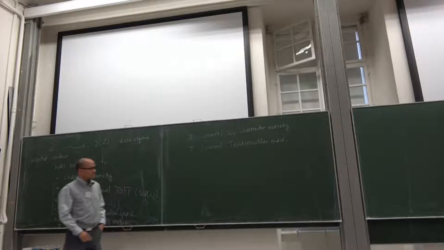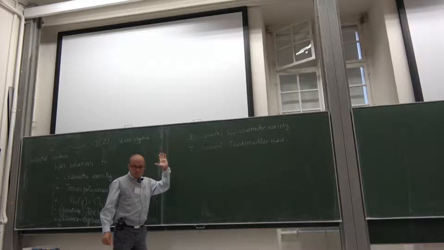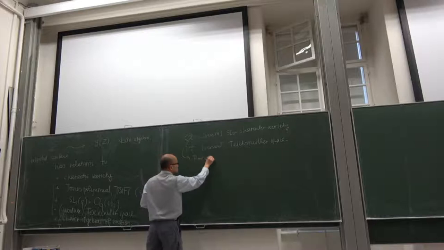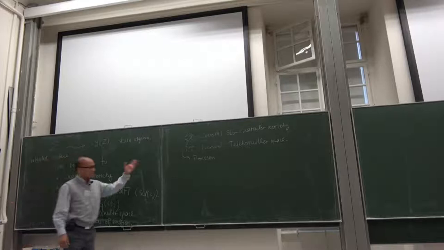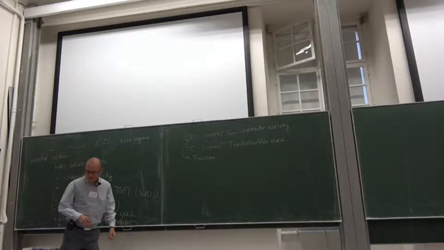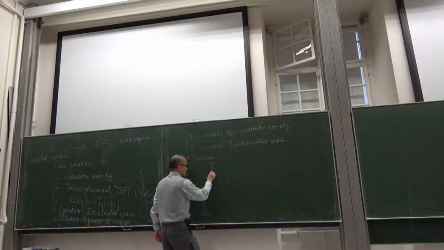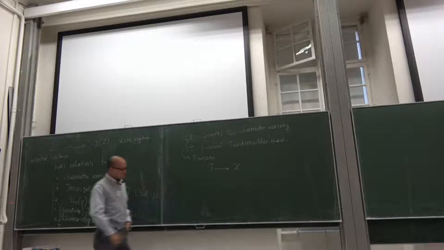Okay. Then we know that both are Poisson manifolds. Actually, if the surface is closed, then it's a symplectic manifold. But if it's not closed, then in general, several versions of that would be a Poisson manifold, and the same for the Teichmüller space. Okay. And then there's a morphism, or embedding, or map from the Teichmüller space into the character variety. And actually, this is a Poisson map.